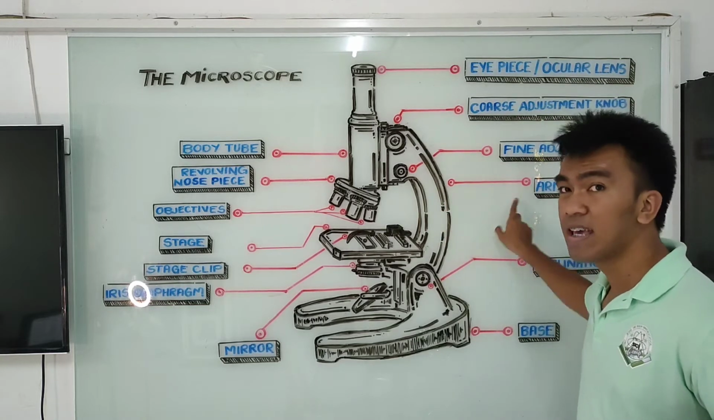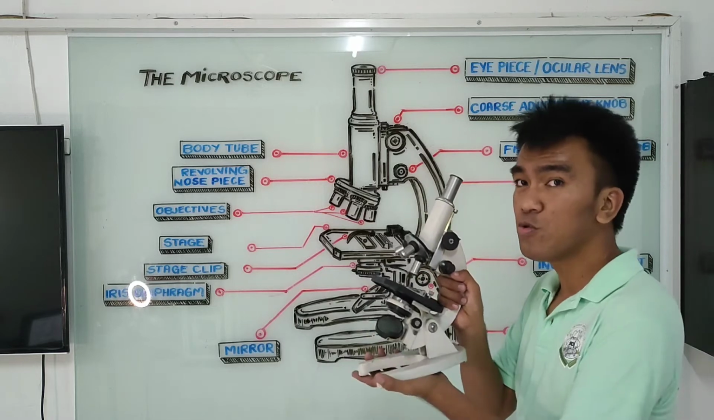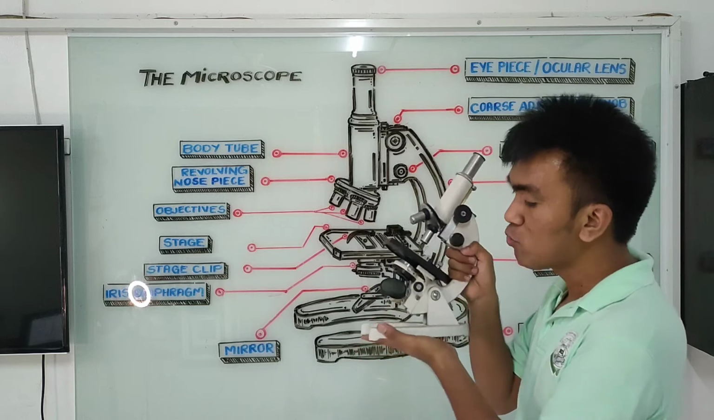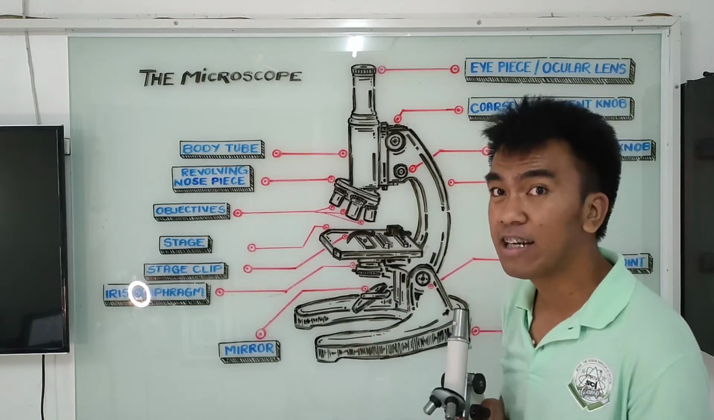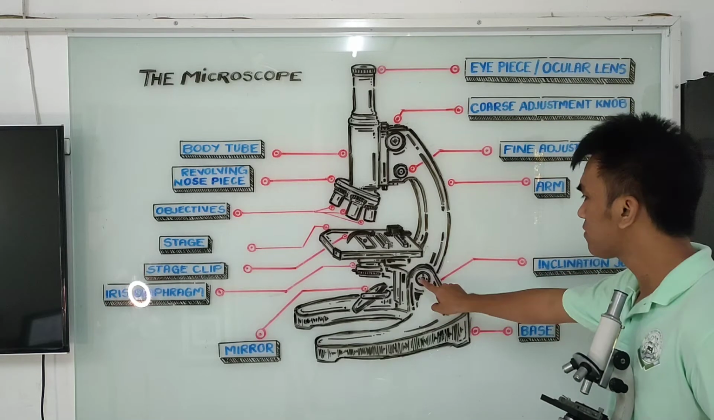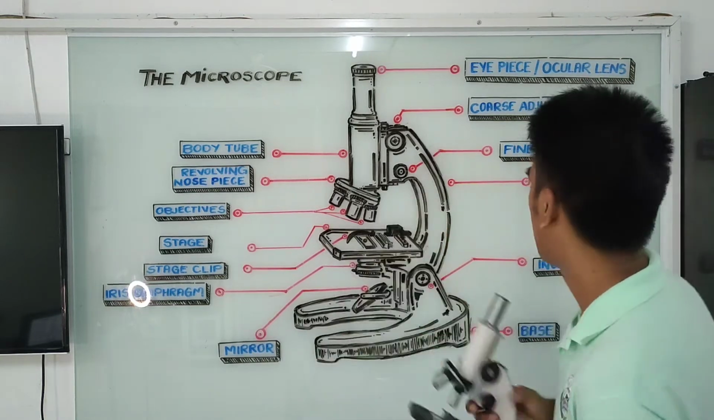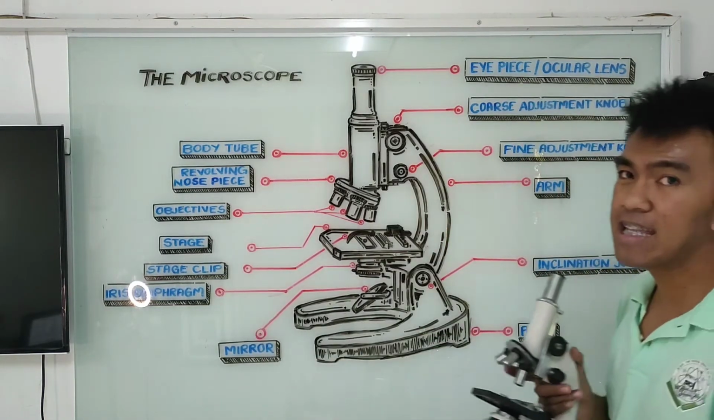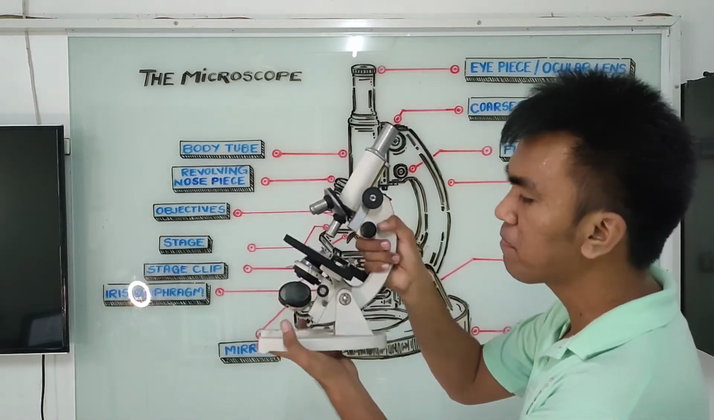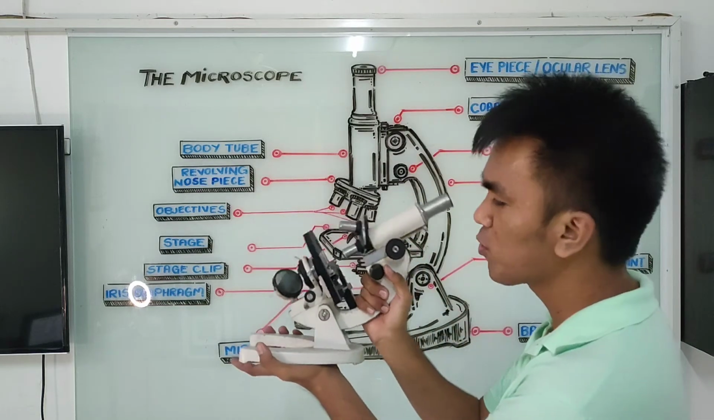This portion is the arm. This one is the arm, and it is used to support the body tube, and definitely you will use this portion to hold the entire microscope. The other part is this one. This is an inclination joint, and it is the part of the microscope that is used to tilt the microscope.